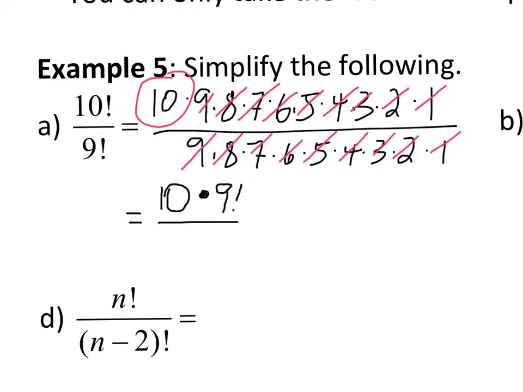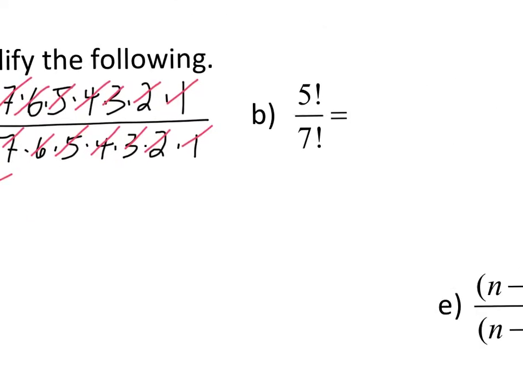So 10 factorial is the same as 10 times 9 factorial. And that's, of course, over 9 factorial. Hey, look, the 9 factorials cancel out and we're left with a 10. That's a much nicer way of writing it.